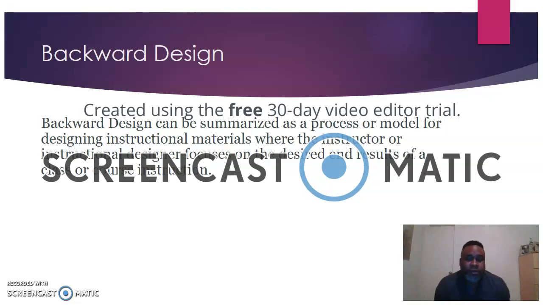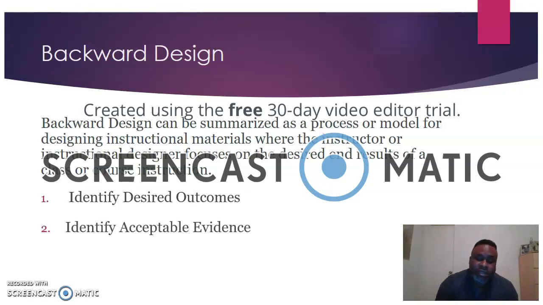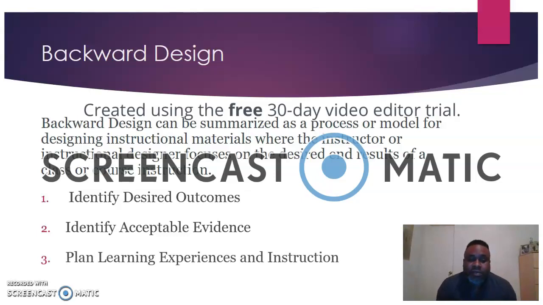So basically what we're trying to do is make sure that we know what the end goal is for our students. What do we want them to be able to create, or what skills do we want them to be able to show? So in stage one, the clear goals, is to identify the desired outcomes. And I'll go into detail explaining the stages in a few minutes. Stage two, we want to be able to identify acceptable evidence. In stage three, we want to plan learning experiences and instruction.